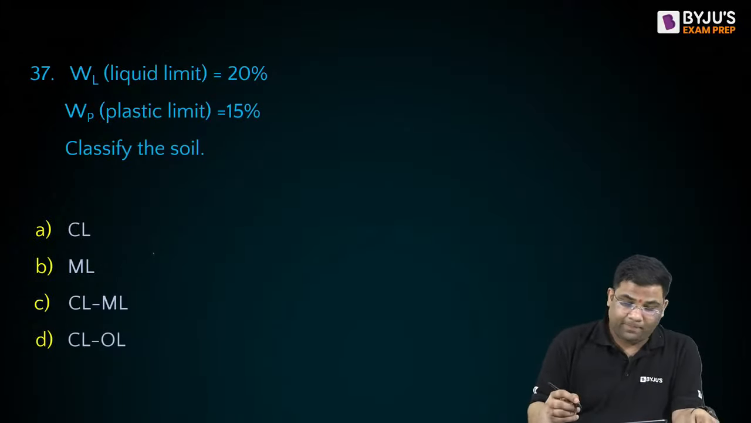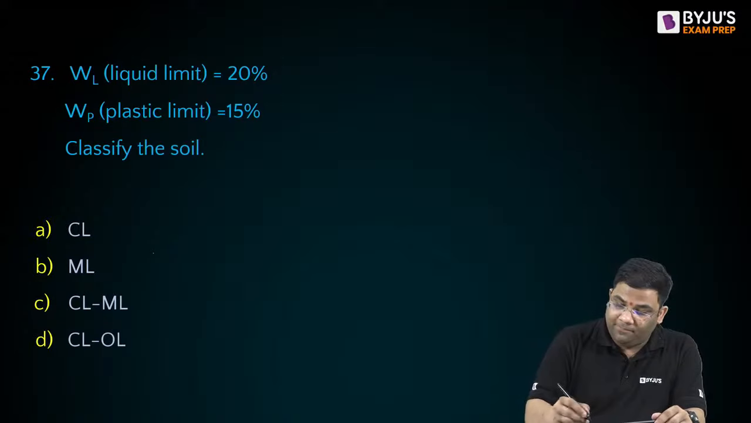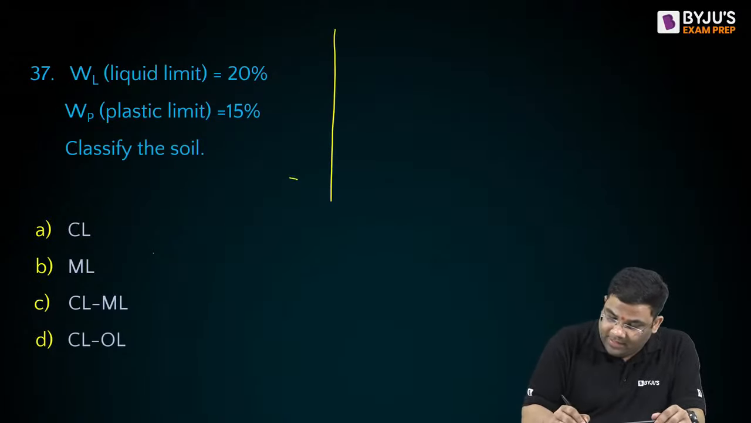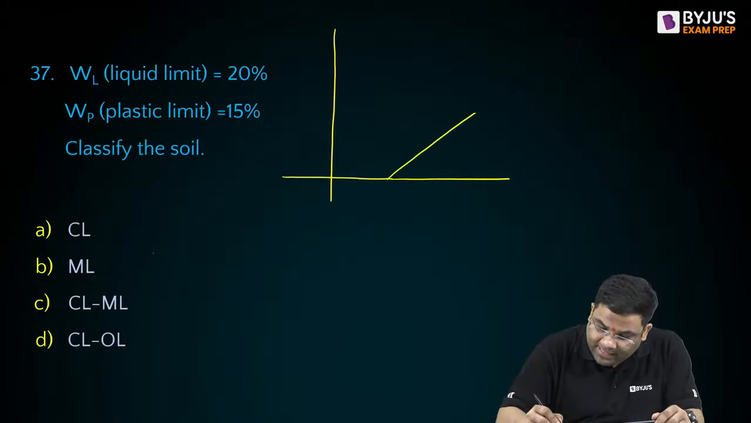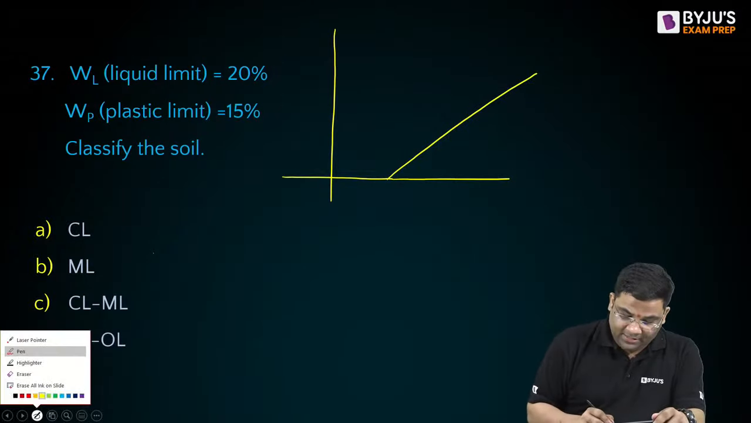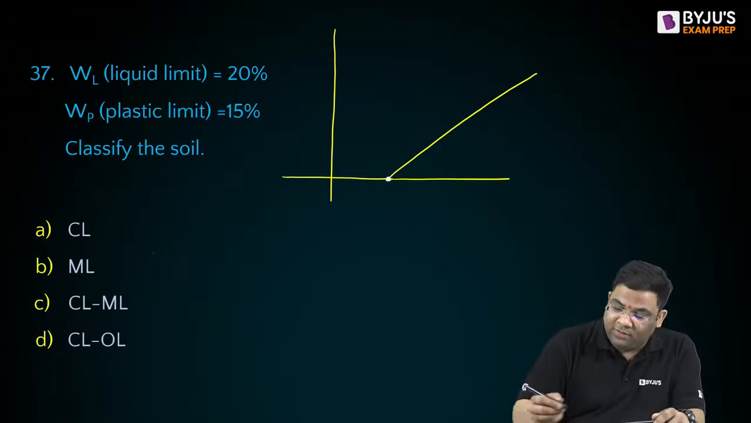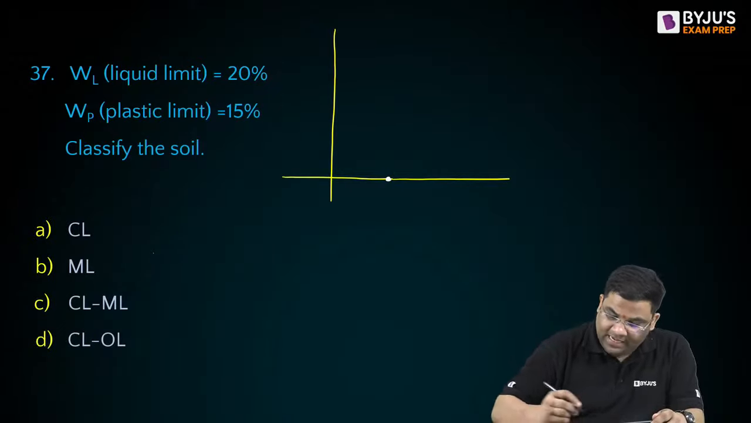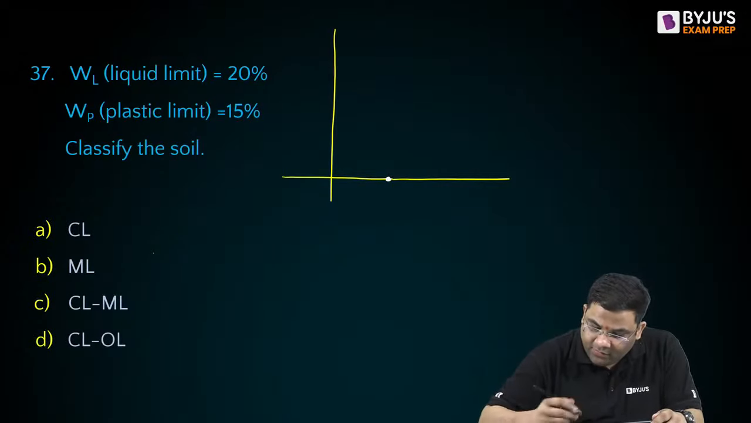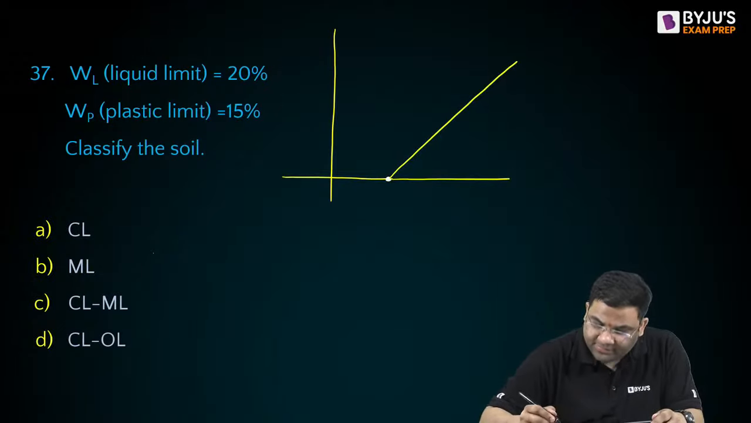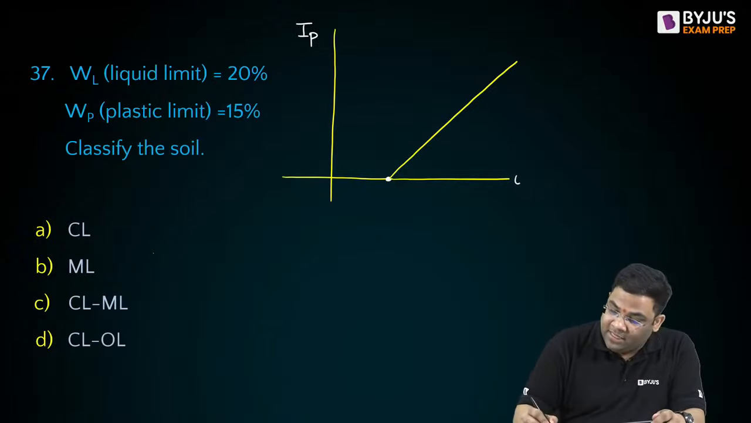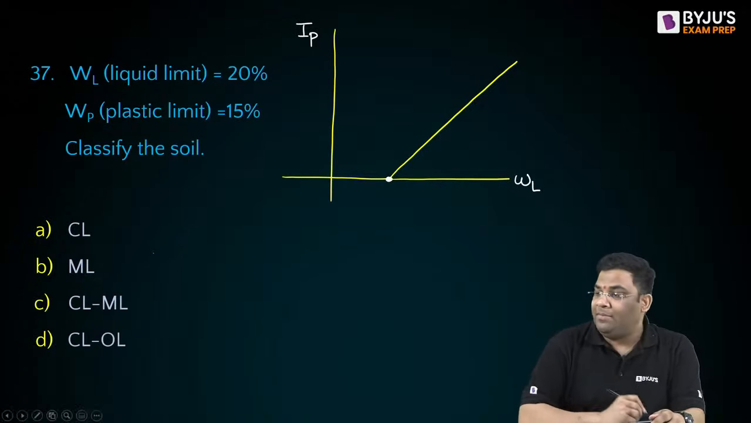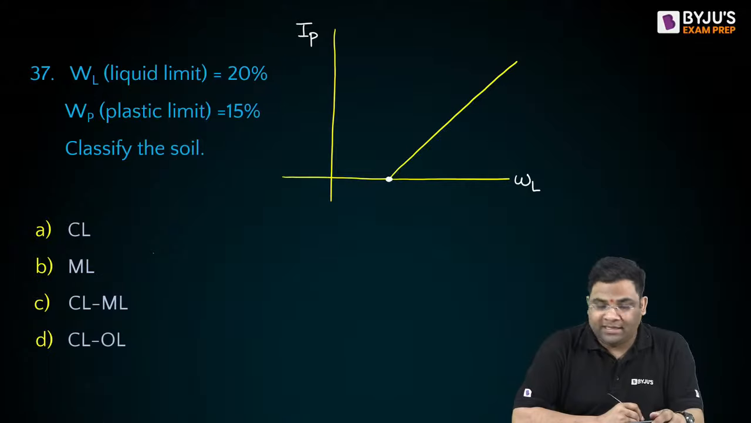I'll solve it for you. You see, if you remember our plasticity chart for classification of soil, to remember this chart, okay? This is the A line, right? This A line ends where, tell me? Can somebody tell where the A line intersects the x-axis? If you are plotting the plasticity chart between your IP and your liquid limit, where does this A line intersect, can anybody tell me?